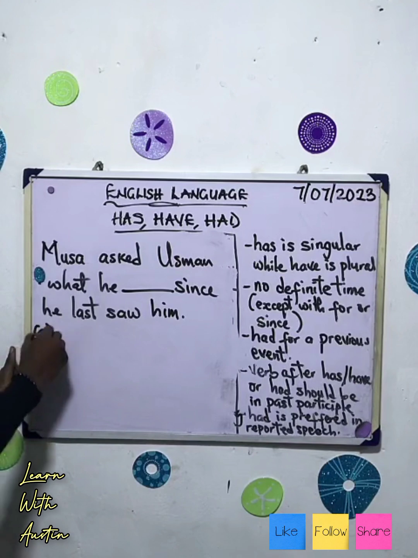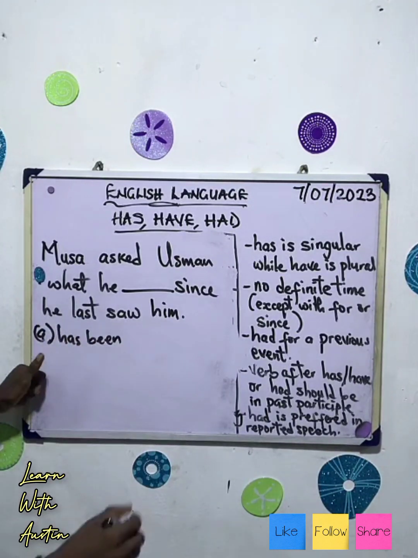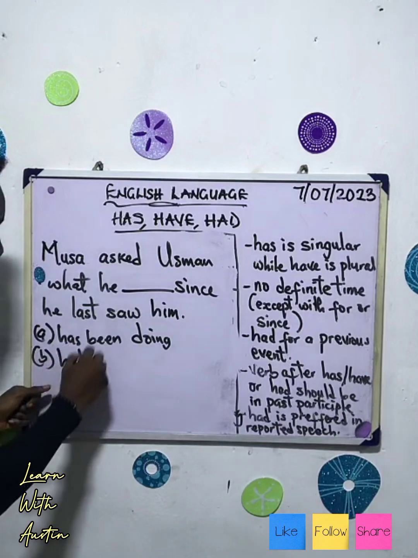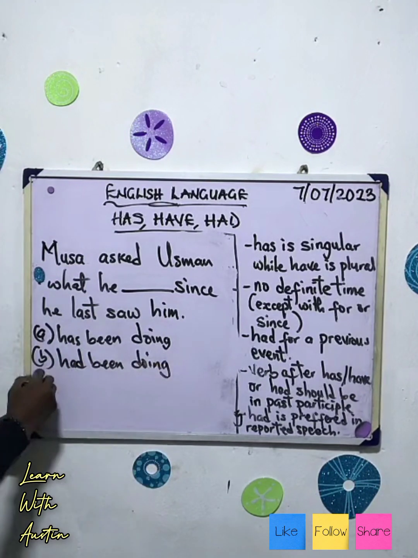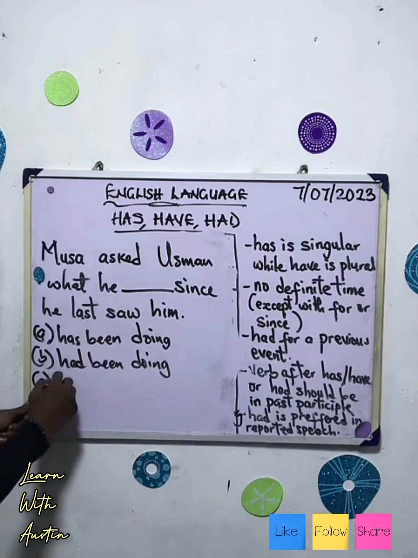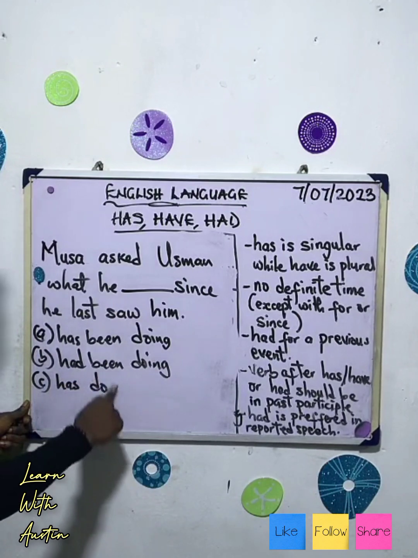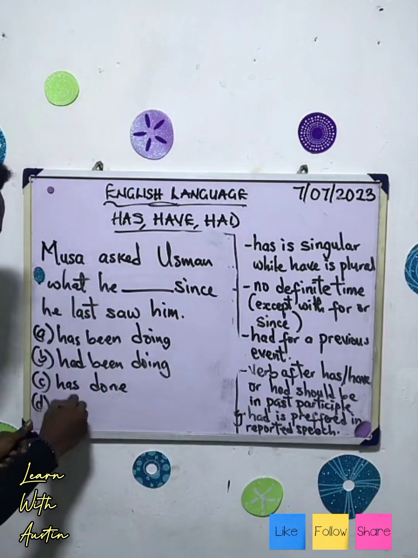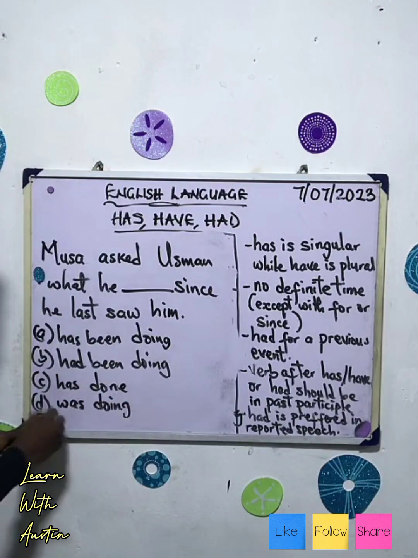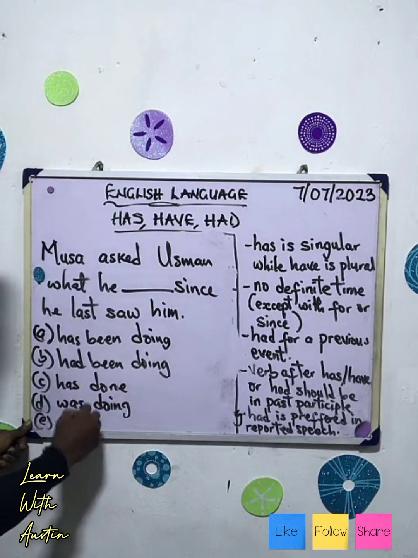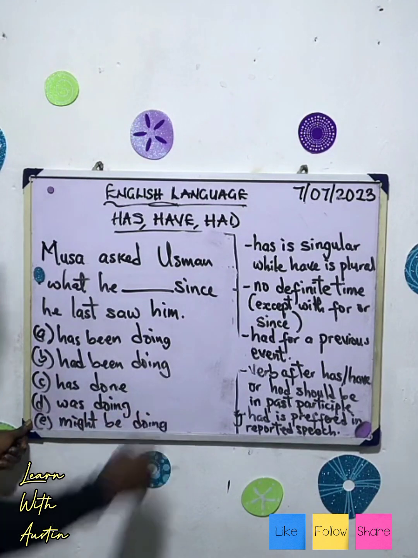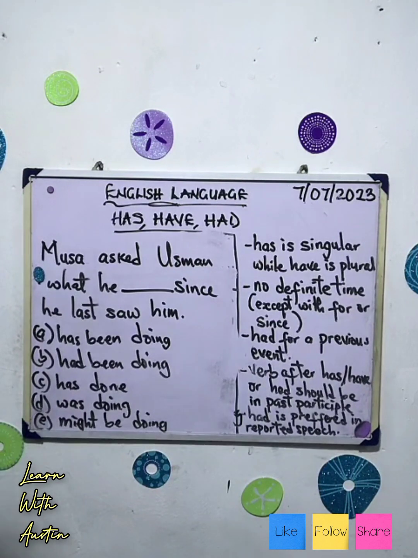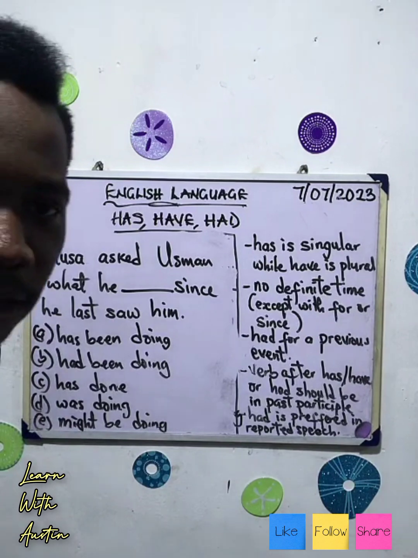Option A says what he has been doing. Option B says what he had been doing. Option C says what he has done. Option D says what he was doing. And option E says what he might be doing. So, Musa asked Usman what he does since he last saw him. What he has been doing since he last saw him. What he had been doing since he last saw him. What he has done since he last saw him. What he was doing. What he might be doing.